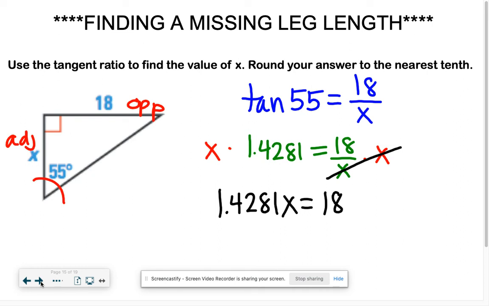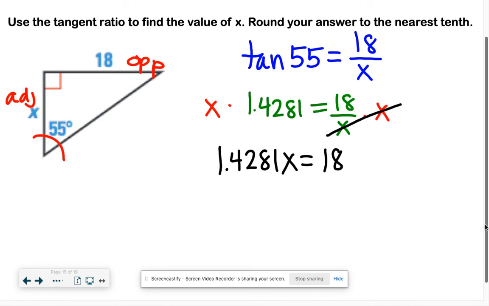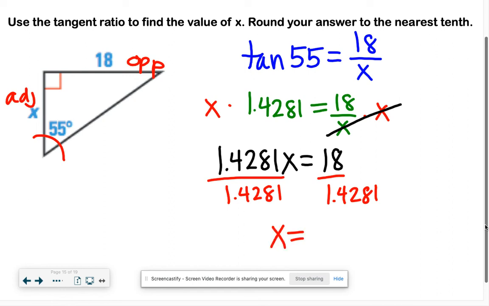Now, how are you going to get X by itself over there? Divide by 1.4281. Exactly, so divide by this decimal. 12.6. So always your opposite goes on the top? Yes. Yep. Okay, you guys get a head start on the next one. Same type of problem that we just did, just different numbers.